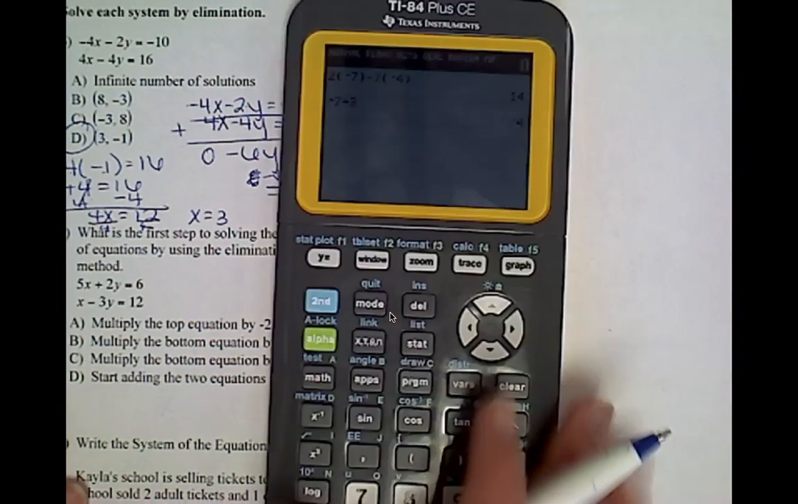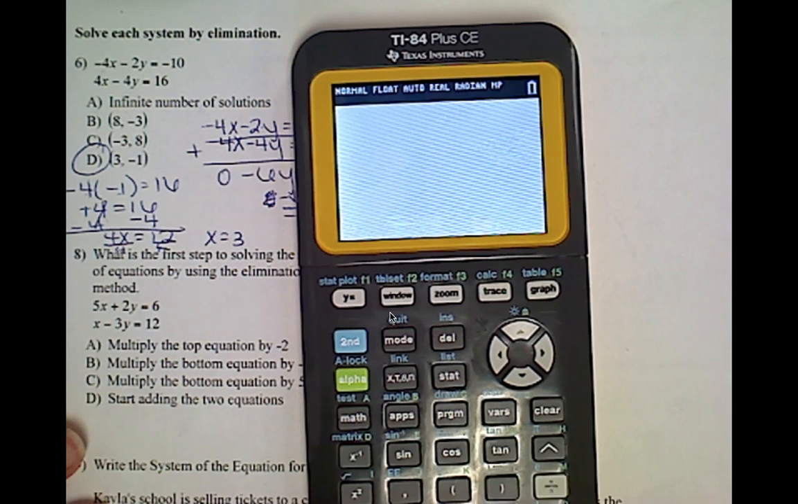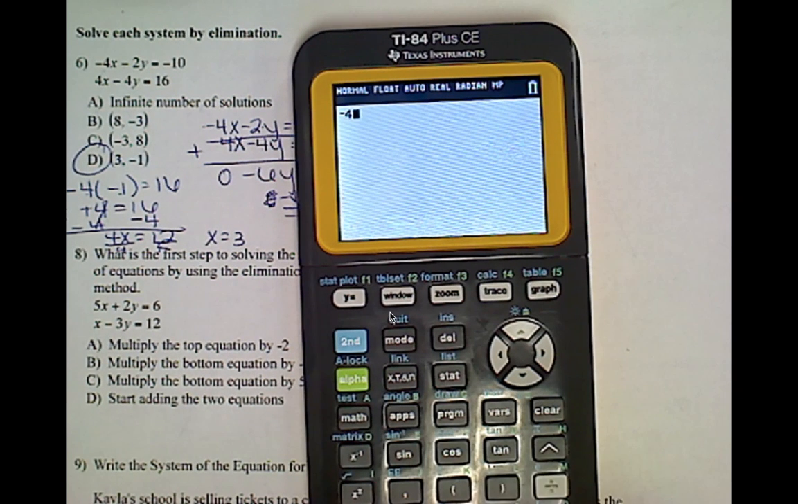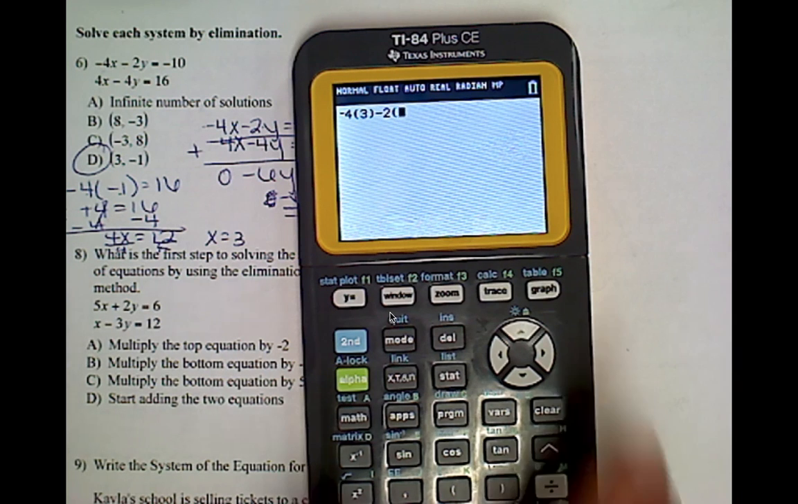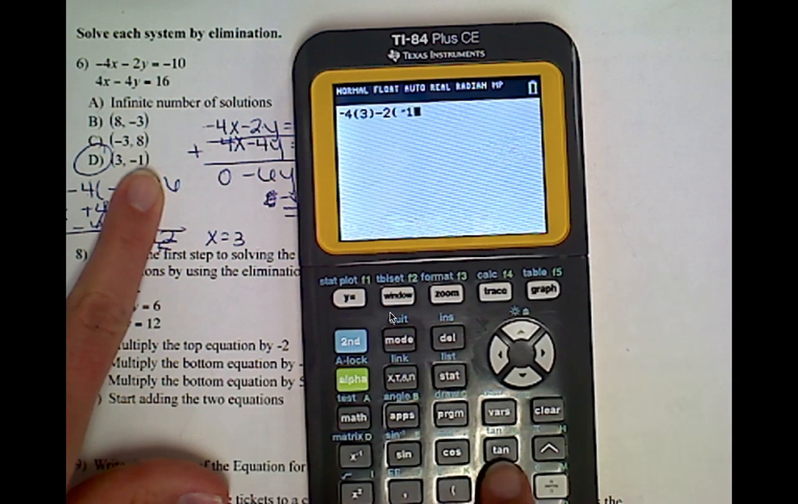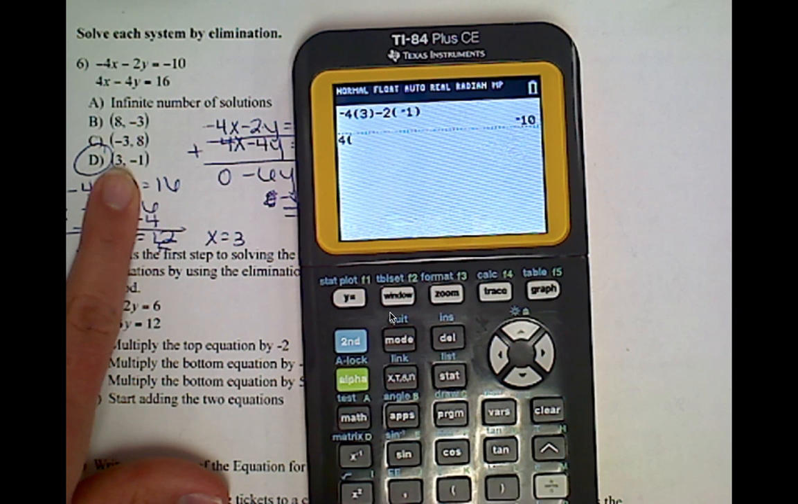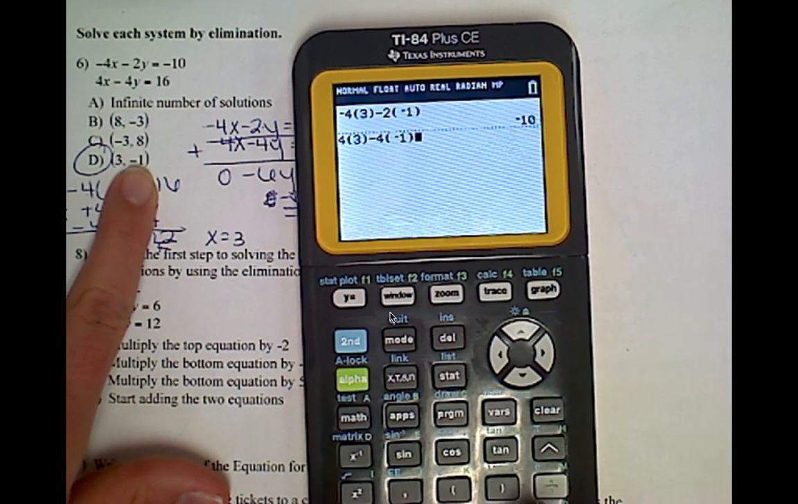So if we wanted to check it, here's how we would do it. Negative 4, parentheses 3, minus 2, parentheses my y value, which is negative 1, equals negative 10, so I'm good. Let's try it again. 4 times, instead of x, put a 3, minus 4 times, instead of y, put a negative 1. And it comes out to be 16. So I checked for both of them.